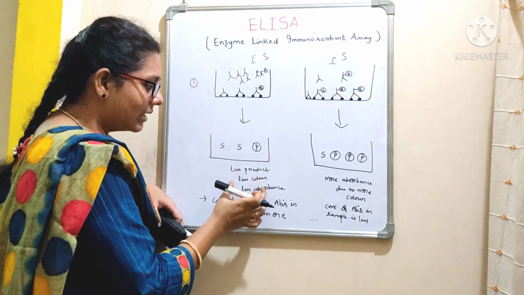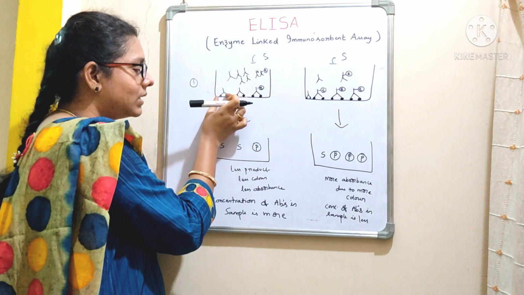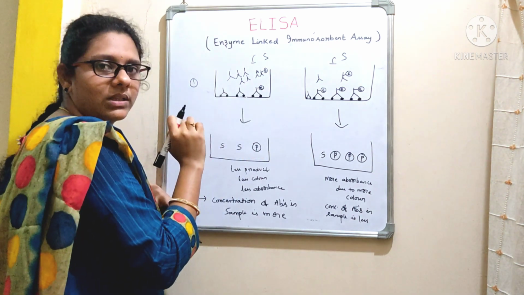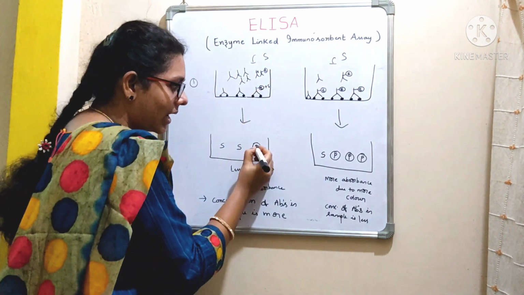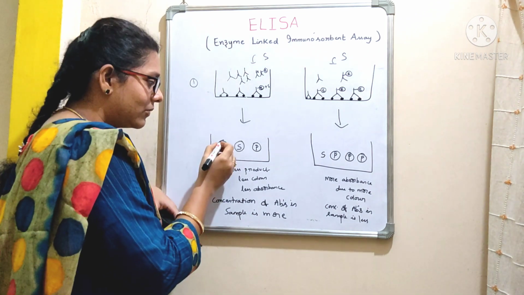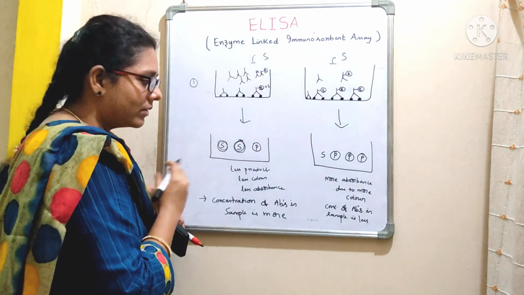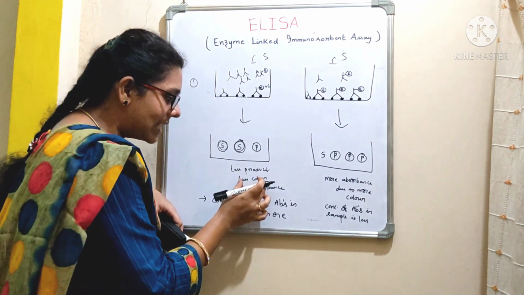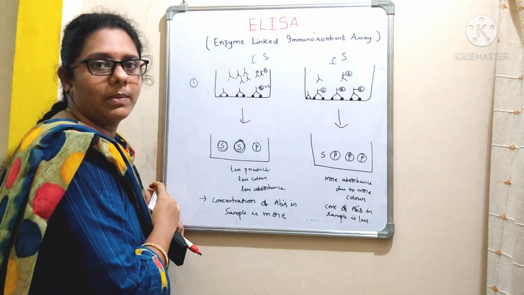So at the end you will get less product, because if you observe here, both of these are normal antibodies, whereas this is an antibody that is conjugated with the enzyme. So when you add a substrate, it will react with the enzyme and give rise to a product, whereas here there will be no formation of a product. So here there will be less product and less color formed, and if the color is less, you will get less absorbance here.